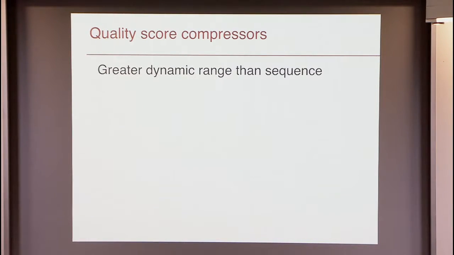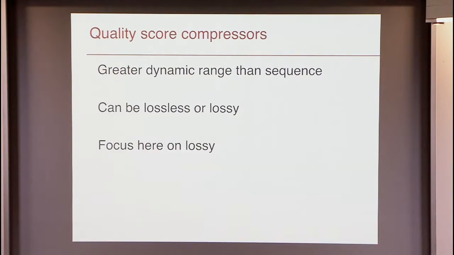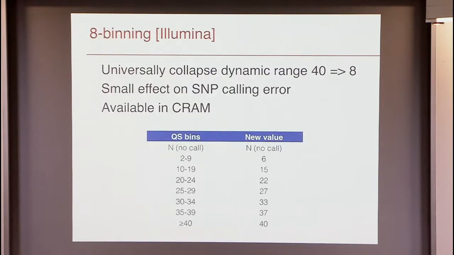As I mentioned, there's a greater dynamic range than sequence data. A compressor could be lossless or lossy. I'm going to focus here on a couple of lossy implementations. So the first, and this is actually relatively recent, although I think there's more sophisticated work that's been done earlier.